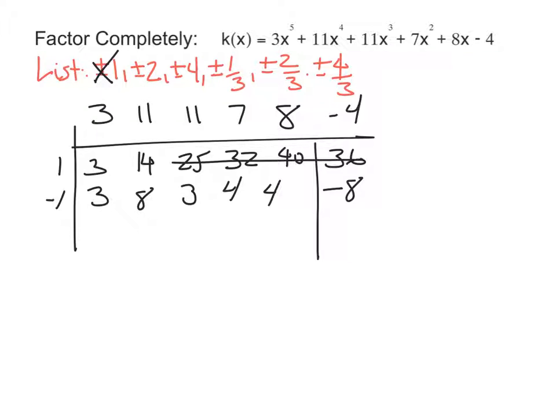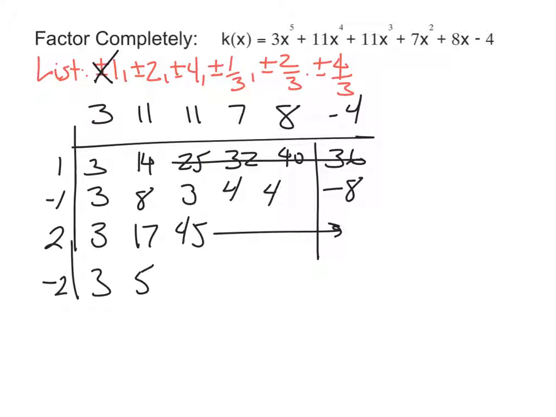So let's use 2. Bring down the 3. 6 and 11 is 17. 2 times 17 is 34, plus 11 is 45, and we can see that this thing is not going to work. Every term is getting bigger and bigger, so we're not going to be able to subtract 4 and magically get 0. So let's go to -2.